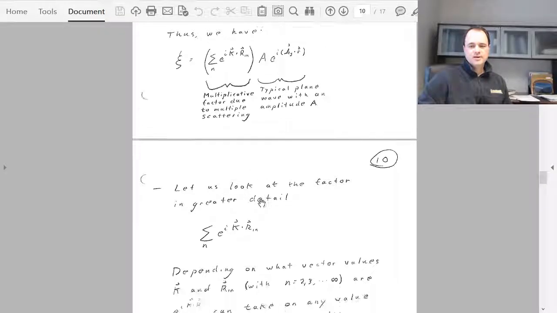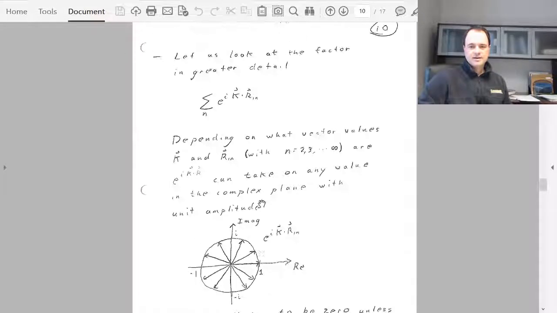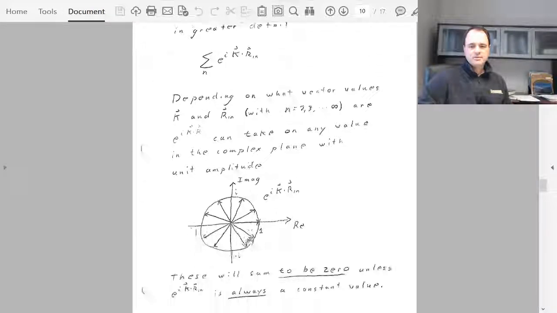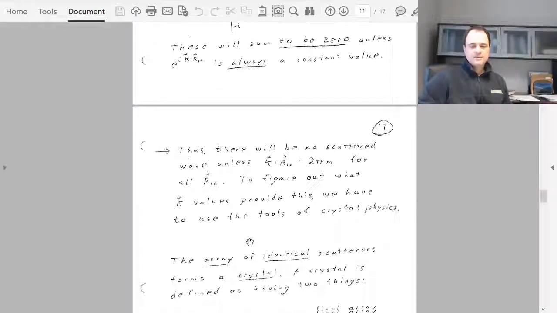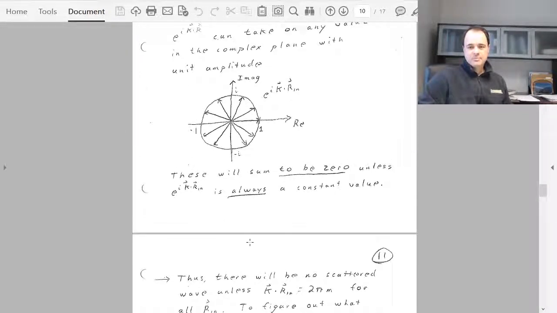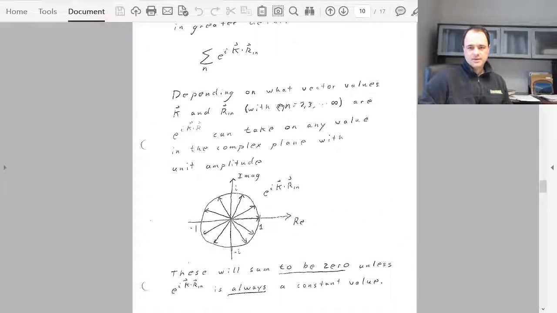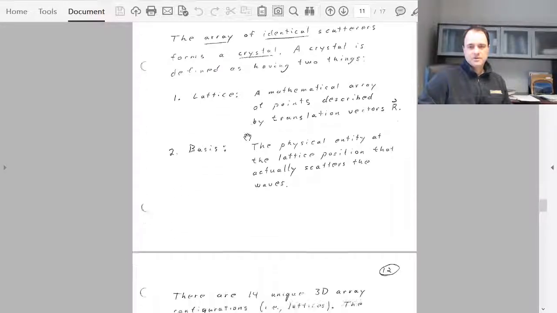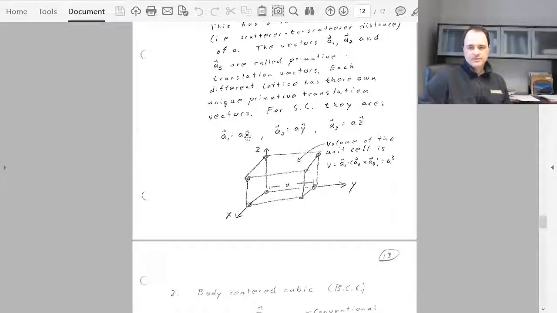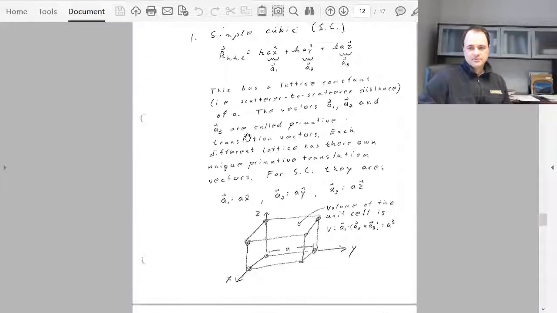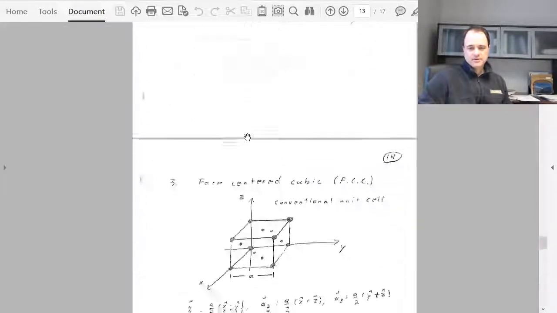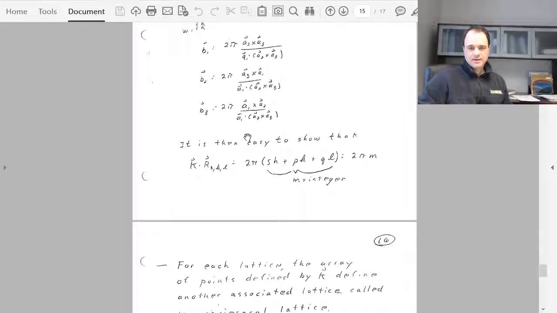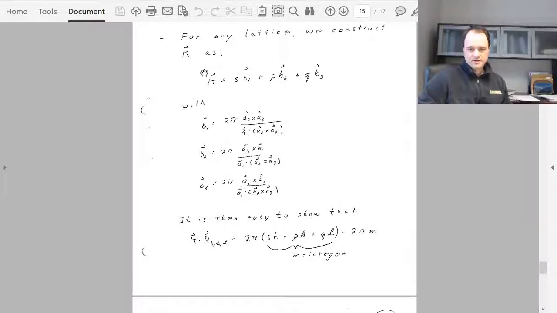And then we found that we needed to have this k dot r always being equal to an integer multiple of 2 pi. How do you get that? Your capital K's have to be of certain values. And then we calculated those values for the different types of crystals. For the simple cubic, the body centered cubic, and the face centered cubic, we determined those K values have to be of this form right here.